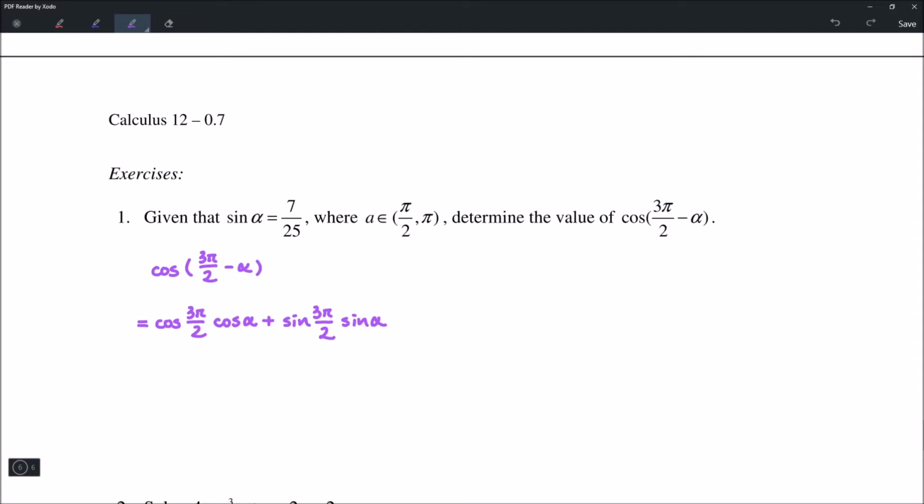Now, as we know, cosine 3 pi over 2 is just equal to 0. So we have actually the first term is just 0 times cosine alpha, which is just 0 altogether. And we also know that sine 3 pi over 2 is -1. So we're just looking at negative sine alpha, and we are given that sine alpha is 7 over 25, so we just have negative 7 over 25 for the value of cosine 3 pi over 2 minus alpha.